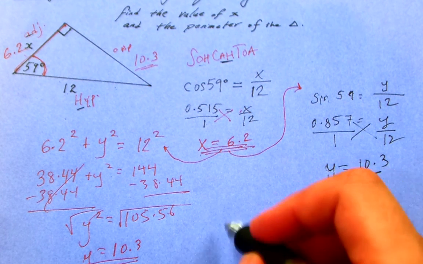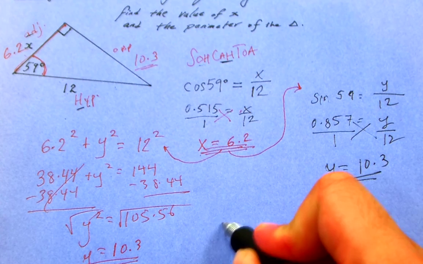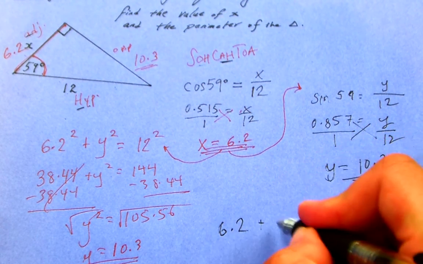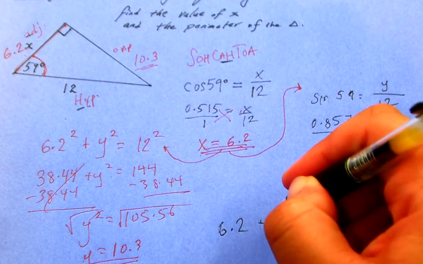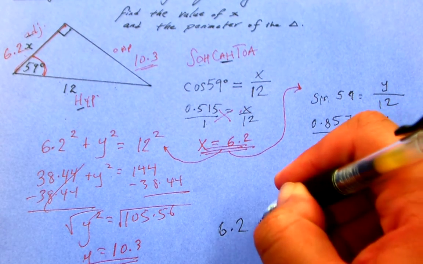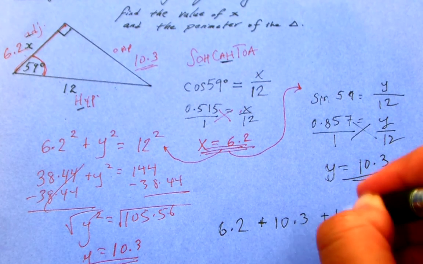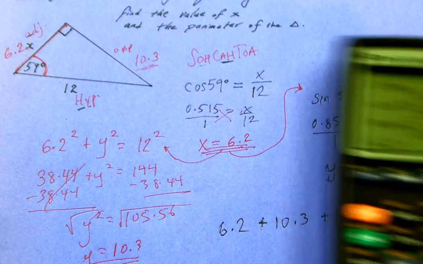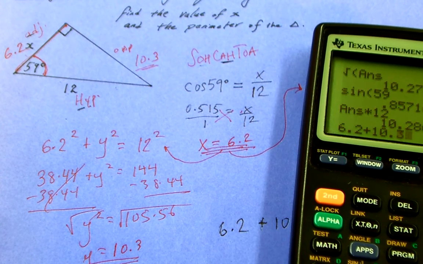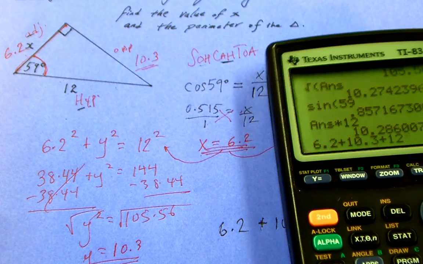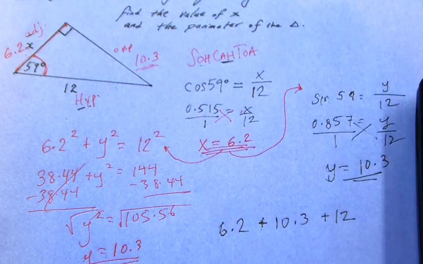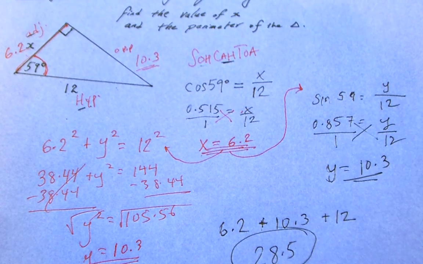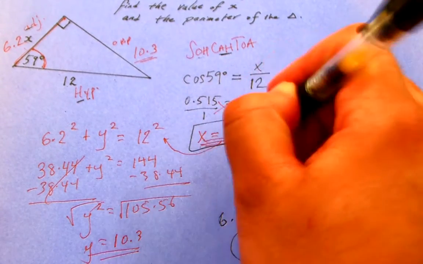Let's finish it off by finding the perimeter. The three side lengths in this problem are approximately 6.2 plus 10.3 plus 12, which should give me, let's see, too late in the day to do it in my head. Wouldn't be too hard. 28.5. So there's our perimeter, and there's the value of x.